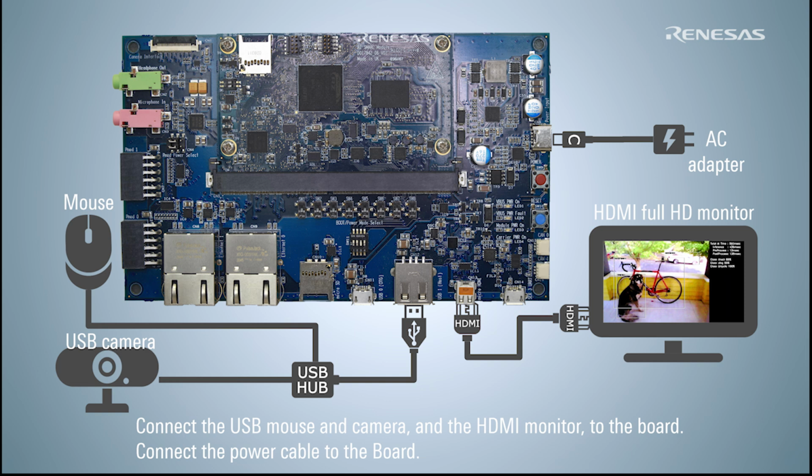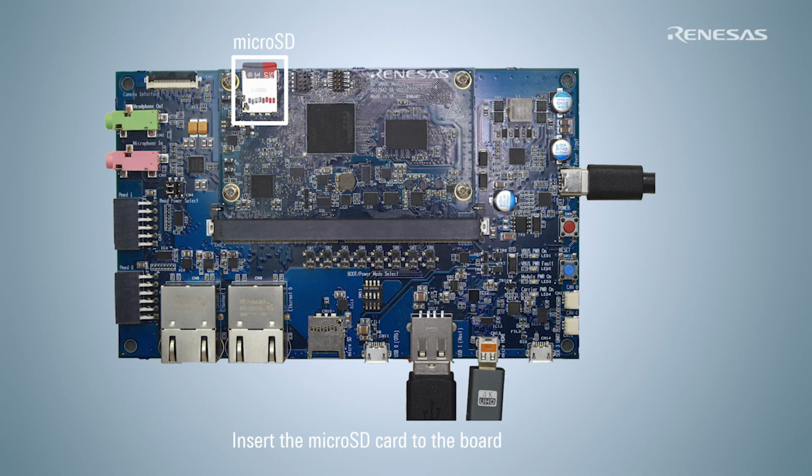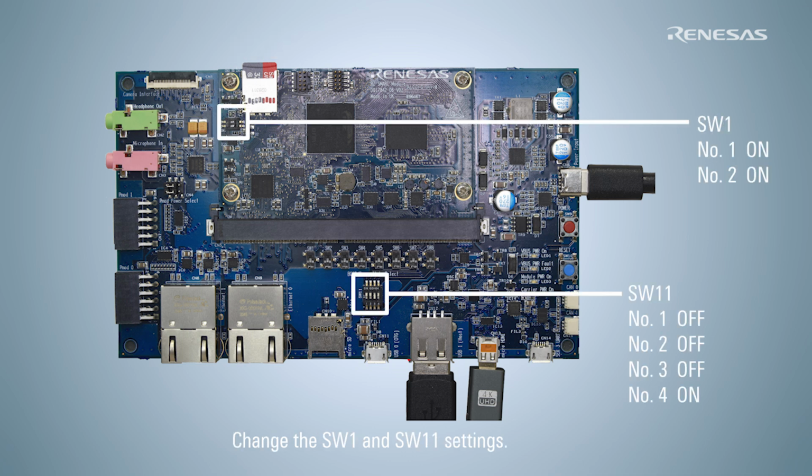Connect the HDMI monitor to the V2L Evaluation Board and then connect the USB camera and mouse to the board. Conclude this stage by connecting the power cable to the board. Do not connect the power cable to the AC power source at this point in time. Insert the microSD card holding the AI Applications Demo image into the slot on the board. Set all switches of SW1 and SW11 on the V2L Evaluation Board as shown on the screen at this point.